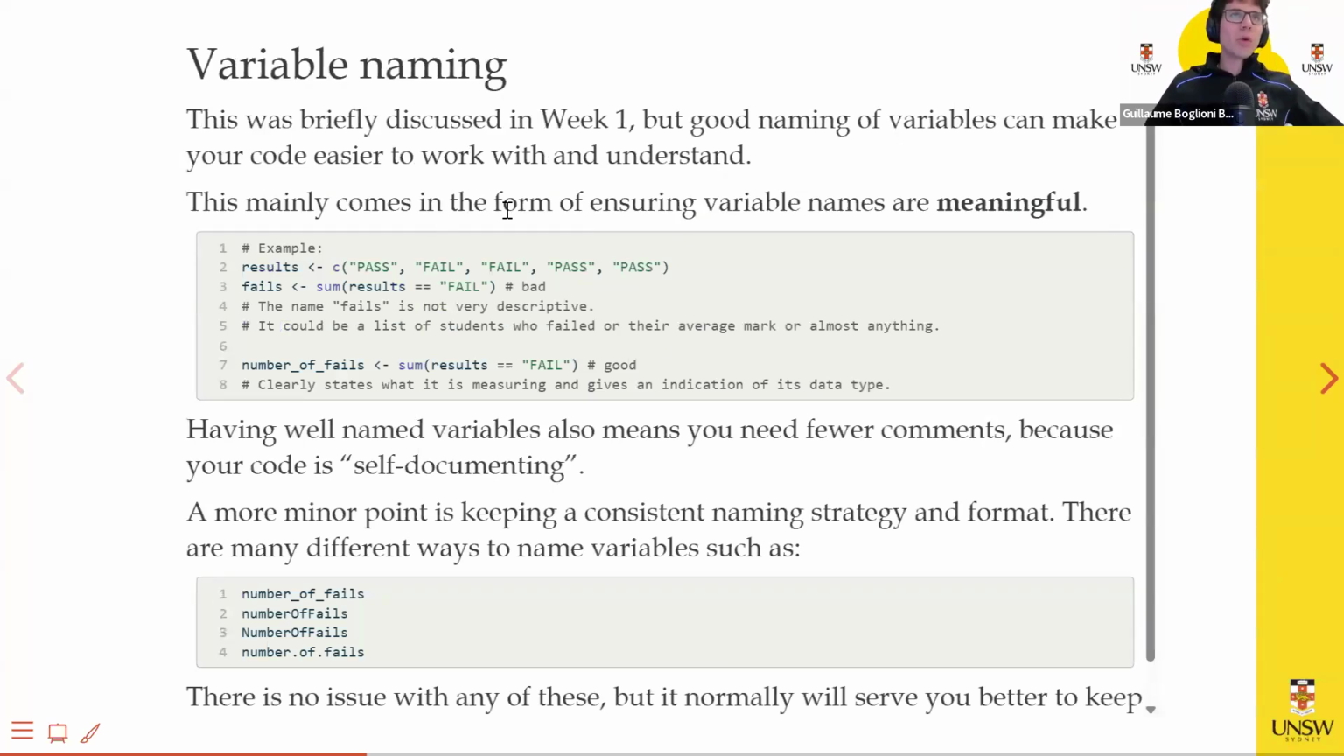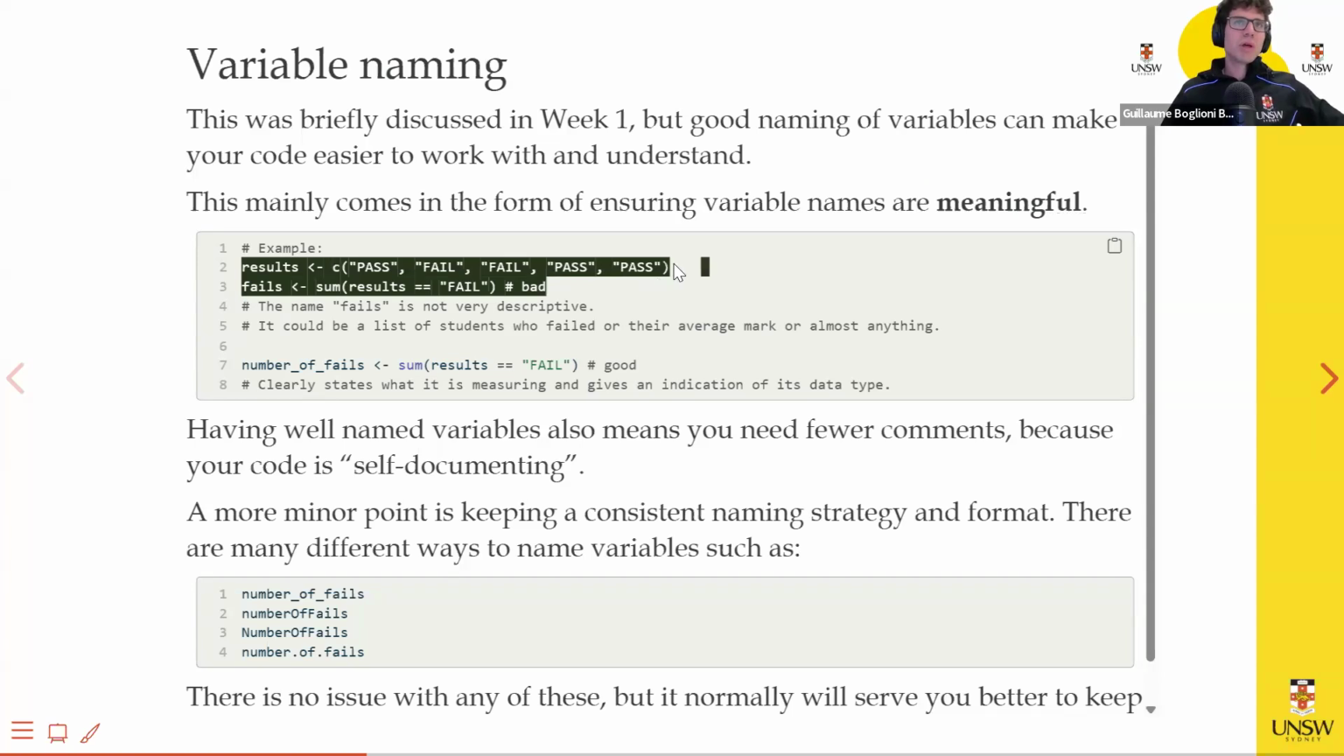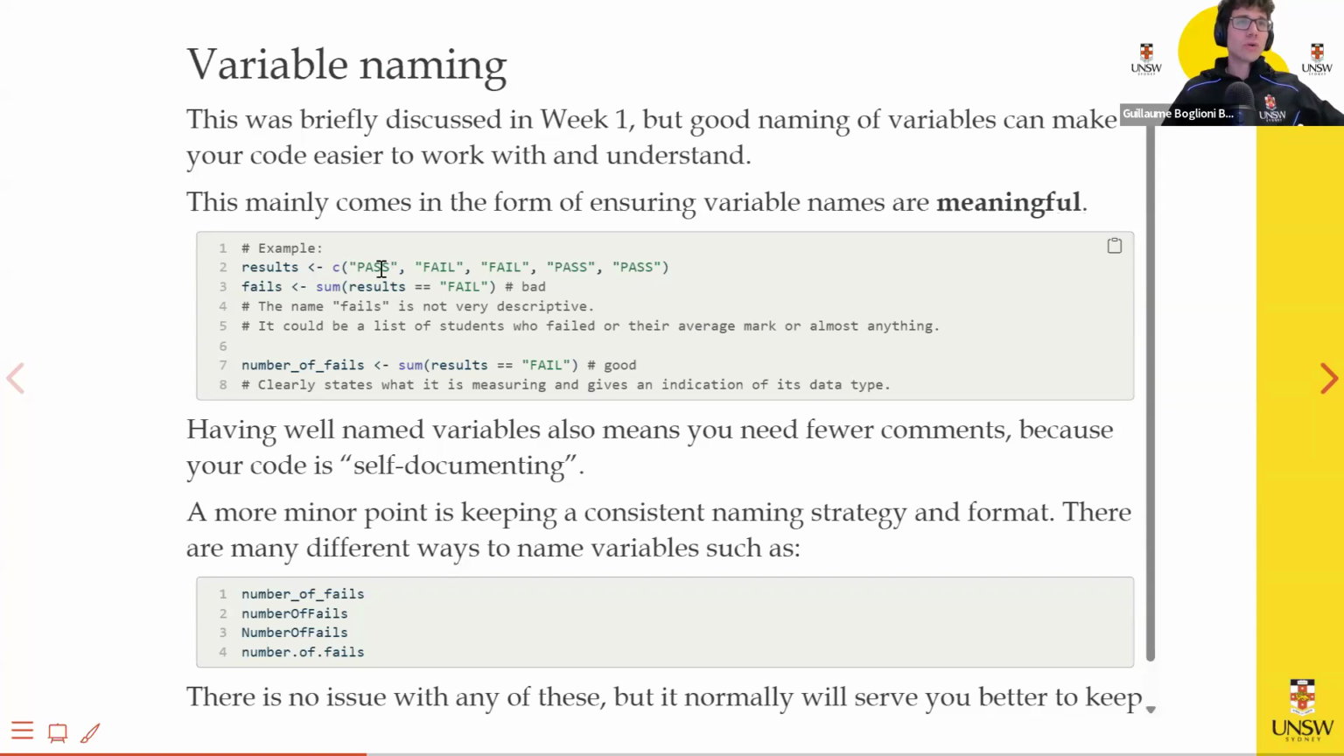A few comments about variable naming. We mentioned a few things about that in week 1. Overall, we're just saying good practice is to have meaningful names for all your R objects. So just a bit of an example here, but okay, here you have this vector results. That's, I suppose, a correct name, or a reasonable name. It's just a vector of, here you can assume, students' results. So the first student passed, the second failed, and so on.